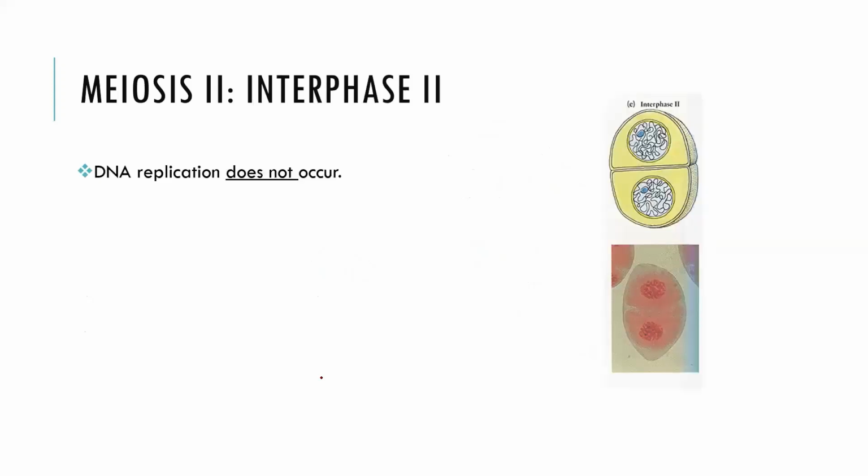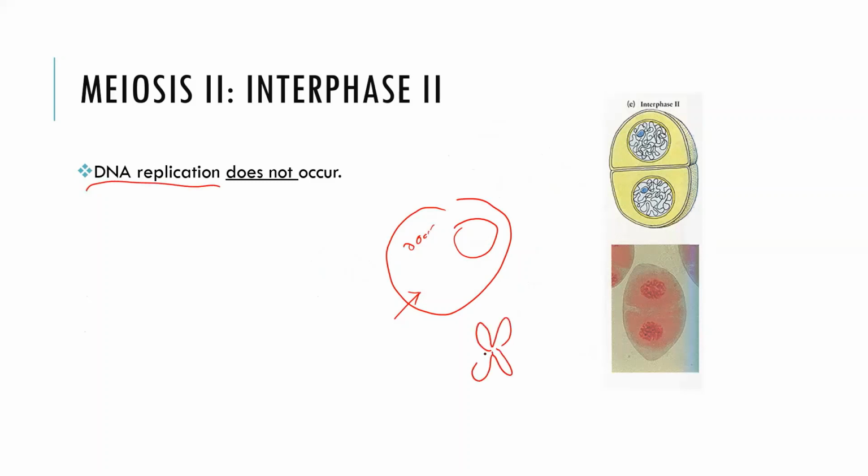So then we have interphase 2. So interphase 2, the other things happen, right? So the cell cytoplasm growth occurs, the organelles divide, all that occurs, but DNA replication does not occur. So we ended up with chromosomes like this. So this does not divide further. They remain as they are.